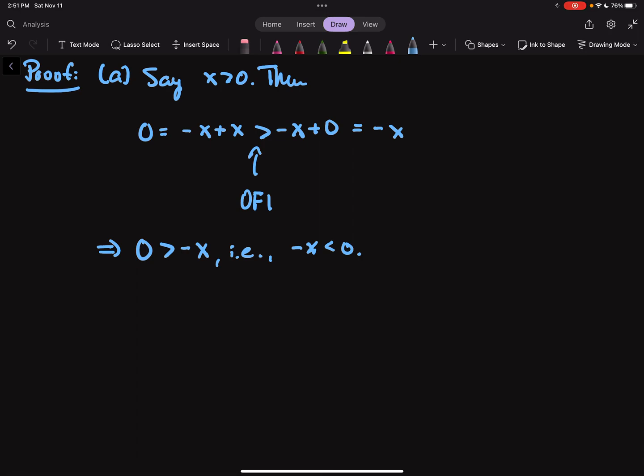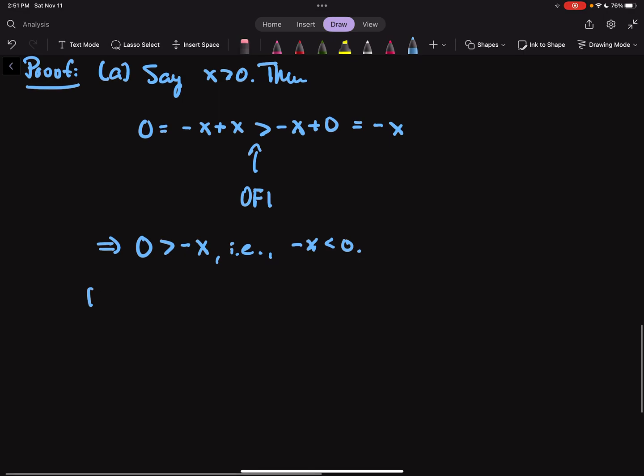And if x is smaller than 0, well, then negative x is bigger than 0 by almost identical reasoning. You can prove it yourself if you want an exercise, but I won't write it here. Okay.